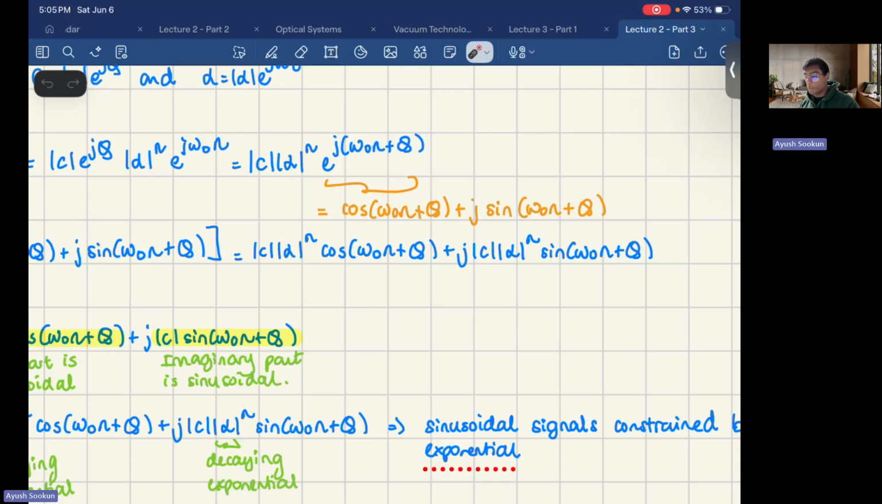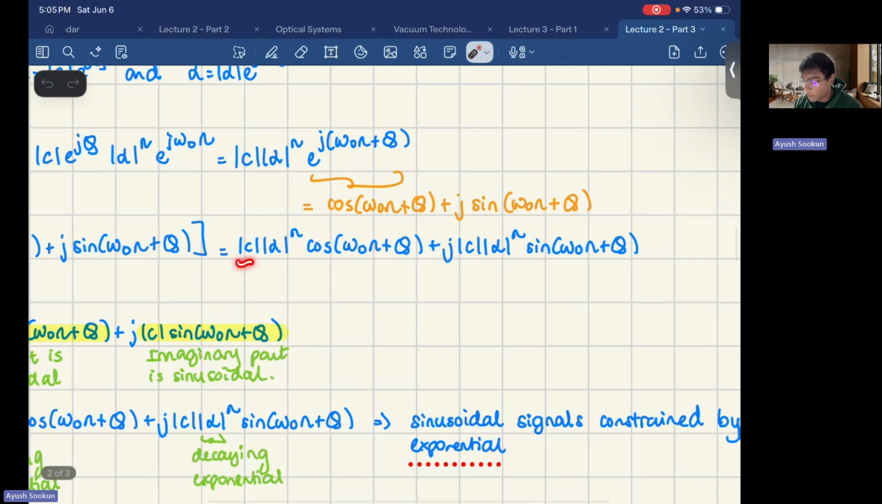Now, we know that this function is going to be periodic, but what about the amplitude? How is the amplitude going to change as a function of time, or does it have any time dependence here? If you look at the amplitude, you have the complex value c. Well, if you take the magnitude of that, it's a real number.